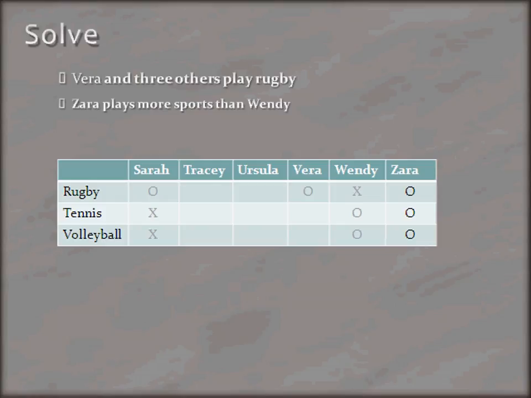Zara plays more sports than Wendy. Well, we know at this point that Wendy plays 2 sports, tennis and volleyball. If Zara plays more sports, she has to play 3 sports because that's the maximum number of sports, so she plays all of rugby, tennis, and volleyball. Simple enough, and now we've filled in more than half of our schematic. Pretty nifty.